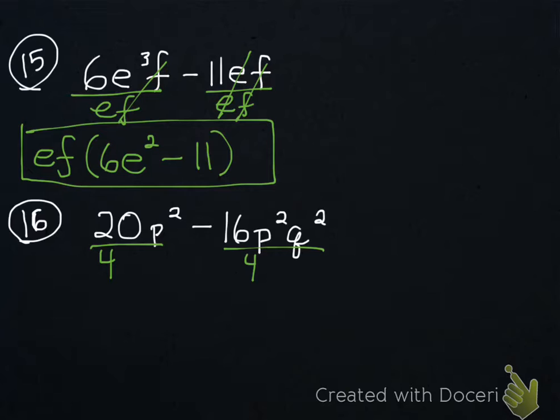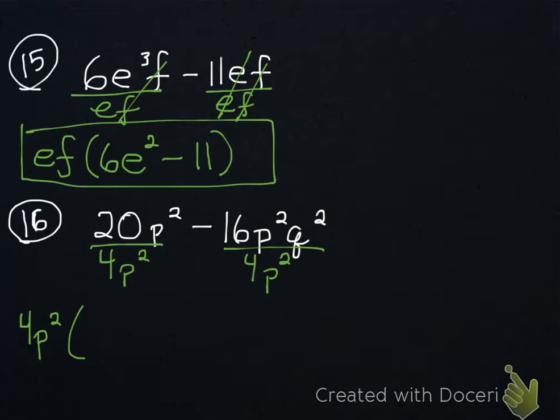Now look at your variables. I see they both have a p squared. So we can pull the p squared out. One of them has q's, but we don't have any q's in the first term, so we can't do that. So my GCF is 4p squared.